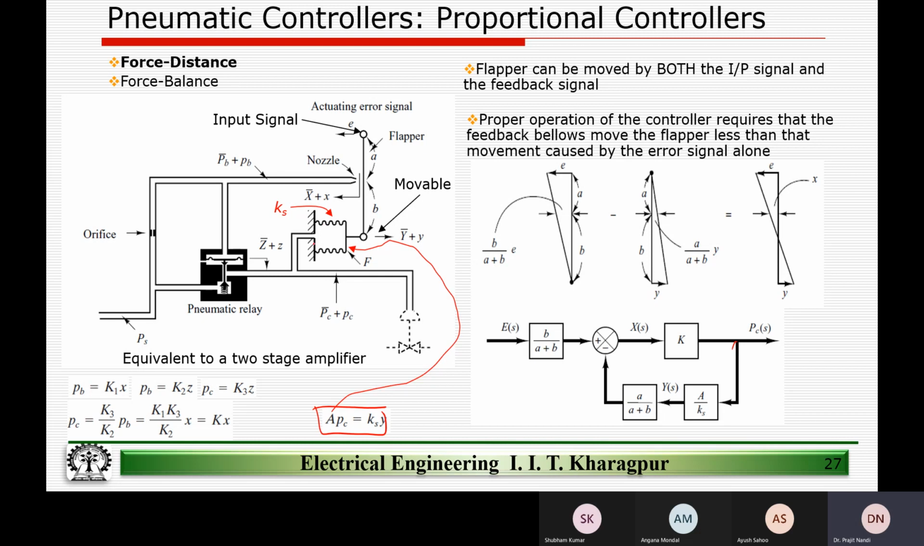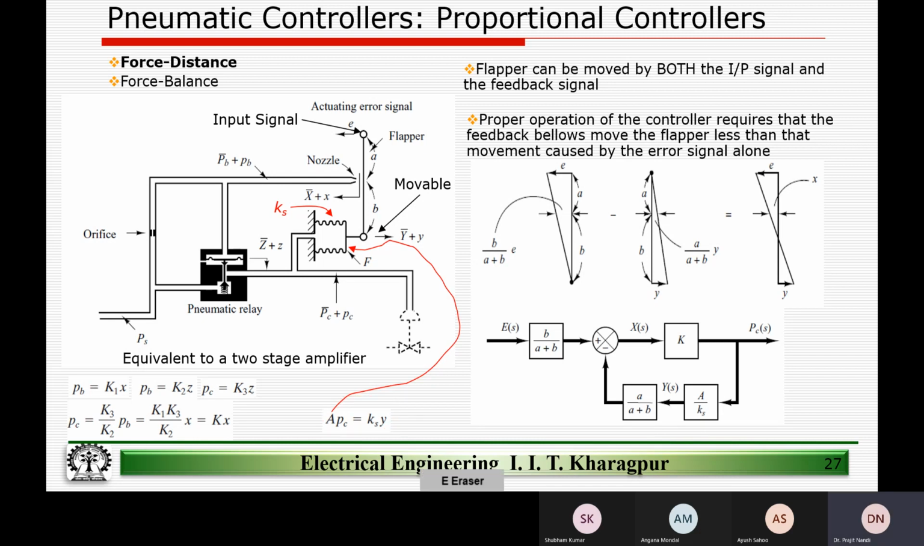Because this is the force balance equation. This comes because of the geometrical placement of the nozzle with respect to the input signal, where we are applying the input signal and where we are applying the feedback. However, this comes from the actual physical construction of the bellow, the spring constant and the area and all that. So PC is equal to, so YS is equal to A by KS. From this, you can relate to this, right?